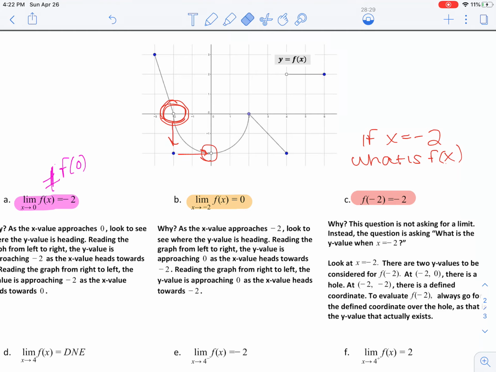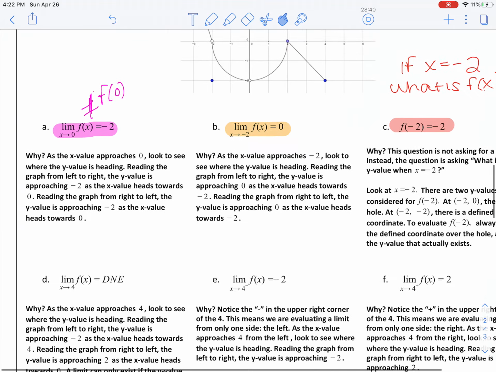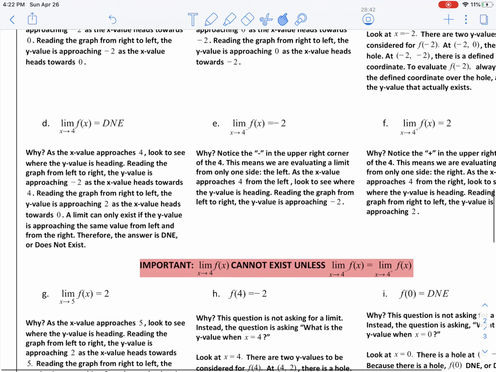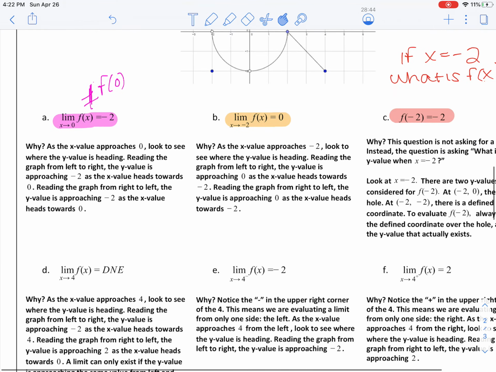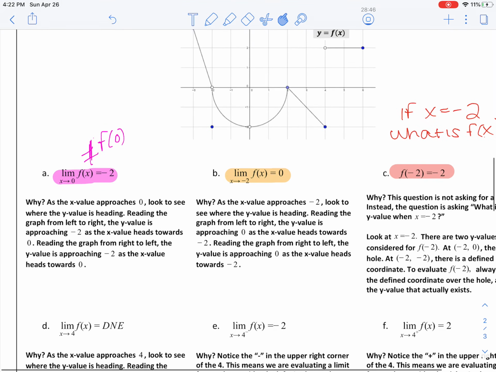And hopefully you're seeing a bit of a difference between this idea of evaluation of a function right here in C and this evaluation of a limit. They are two different things. All right, 6 more examples before you do some work on your own.